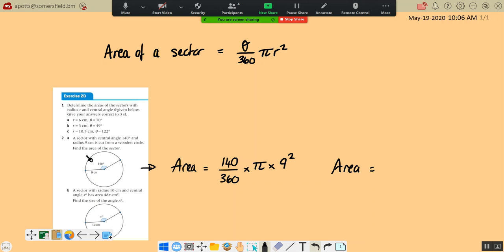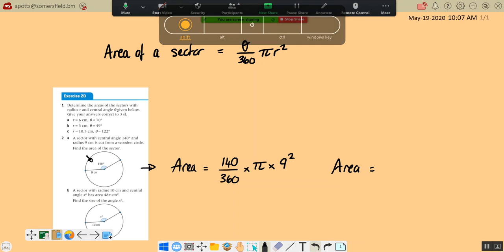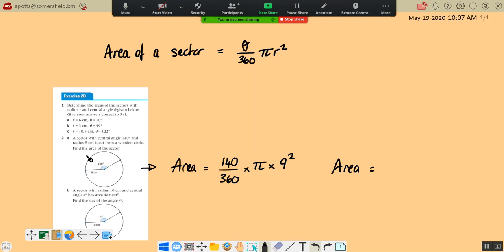I got 98.96. Okay. Anyone else confirm? Did you get the same? Okay, so I'm happy with that. 98.96. Our units are square centimeters.